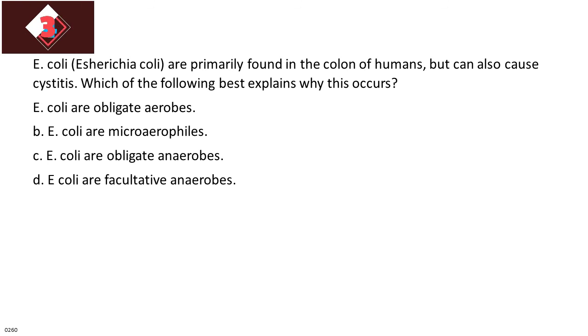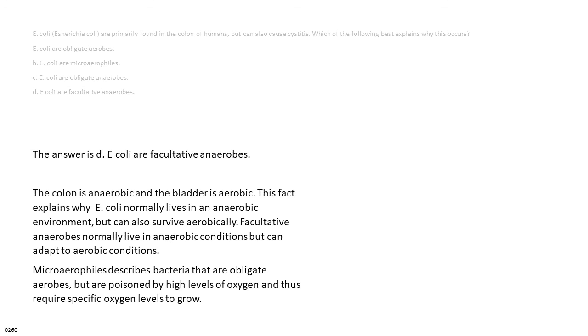The answer is D. E. coli are facultative anaerobes. The colon is anaerobic and the bladder is aerobic. This fact explains why E. coli normally lives in an anaerobic environment, but can also survive aerobically. Facultative anaerobes normally live in anaerobic conditions but can adapt to aerobic conditions. Microaerophiles describes bacteria that are obligate aerobes, but are poisoned by high levels of oxygen and thus require specific oxygen levels to grow.